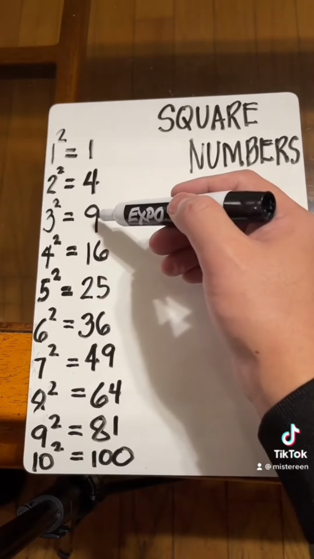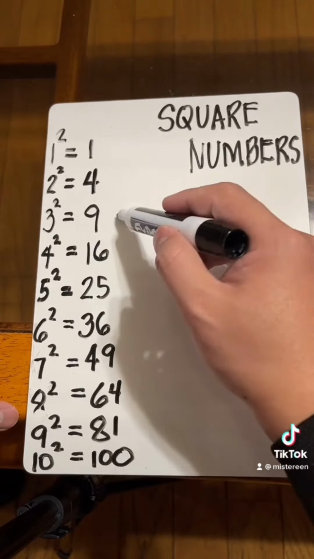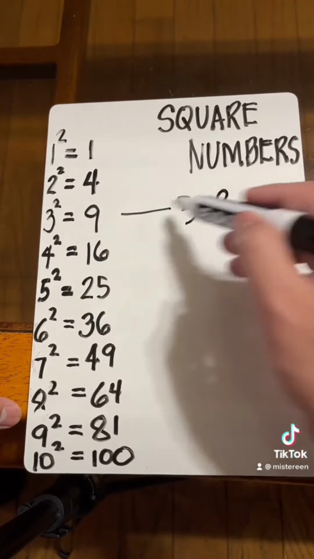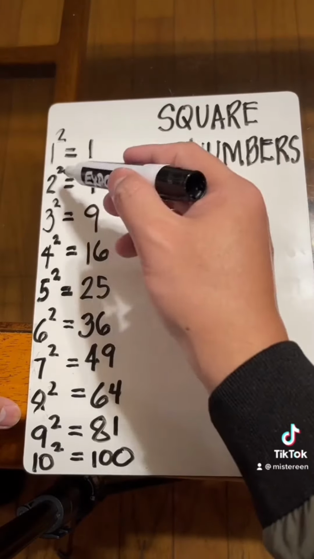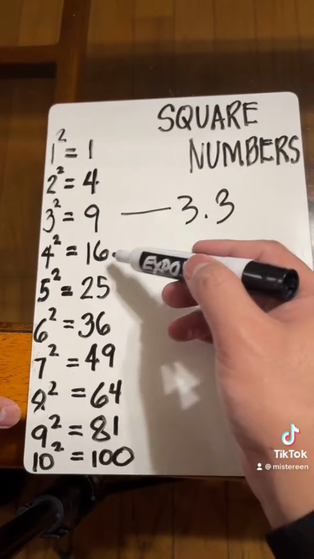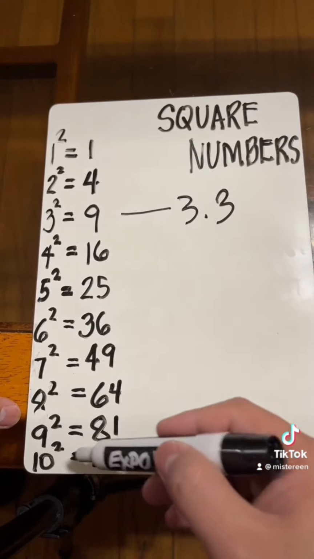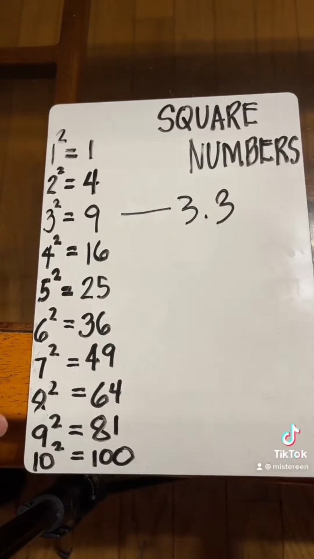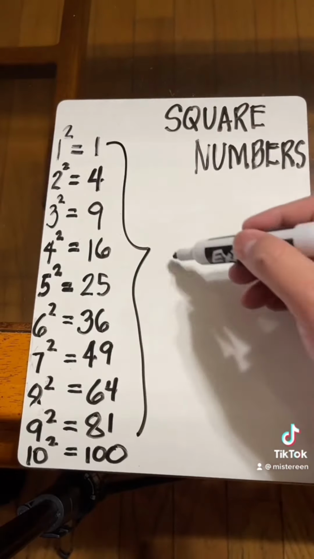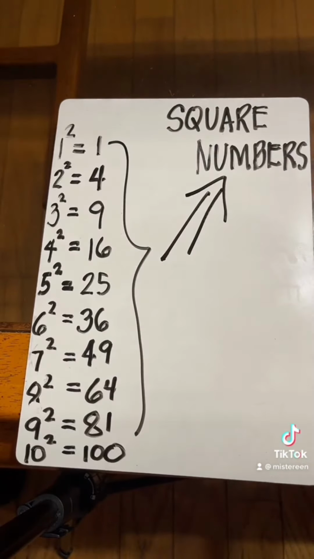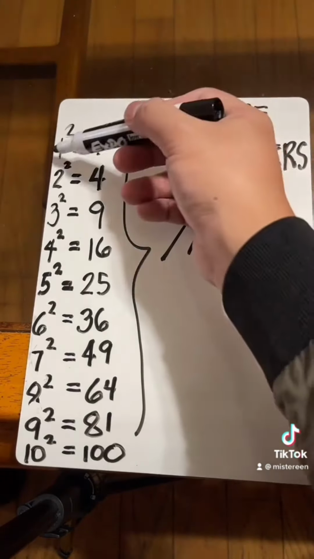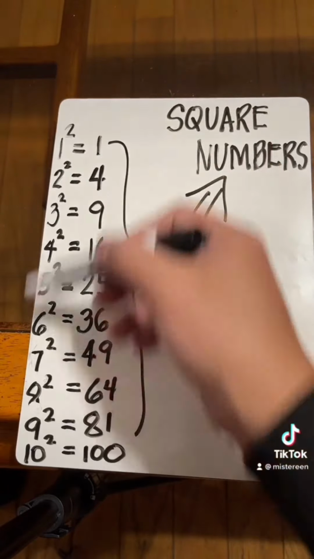3 squared, the answer is 9, because for this part you have 3 times 3, which is equal to 9. This one is 2 times 2, which is 4. 4 times 4 is 16. 5 squared is 25. And up to 10. 10 squared is 100. The numbers that you see here are what you call the square numbers, because they are the results when you square these numbers right here on the left side.